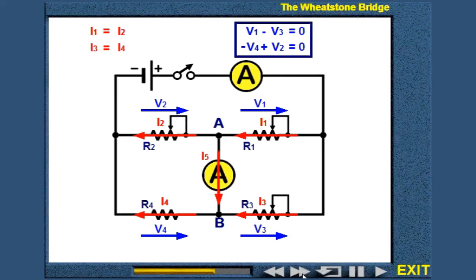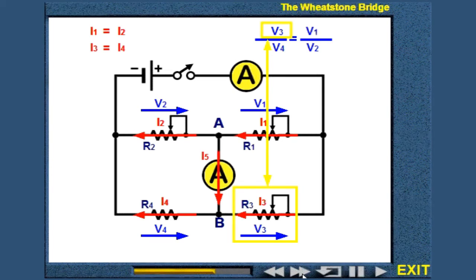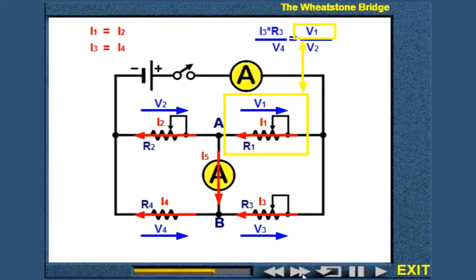If we now divide the first equation by the second, we obtain the following ratio equality. We can simplify this equation by eliminating I1 and I3. What we have obtained is the ratio between resistances of a Wheatstone bridge as a necessary condition for 0 value of the current I5.